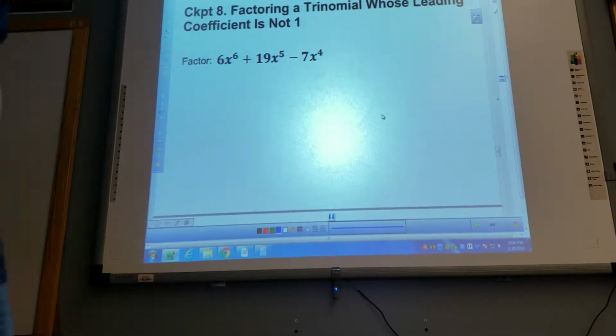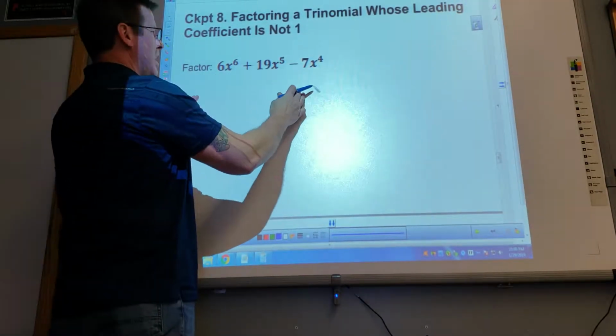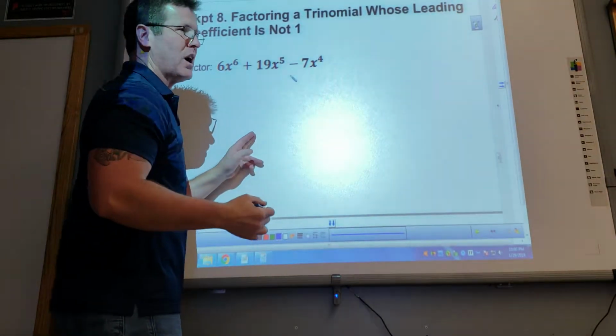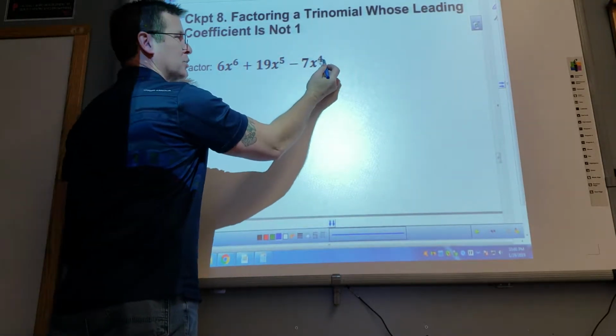All right, welcome back. Checkpoint 8. Here we go, factoring. What do I see in common? Do I see any numbers and or letters in common? And here I got x's. How many x's? Well, look at the smallest exponent.